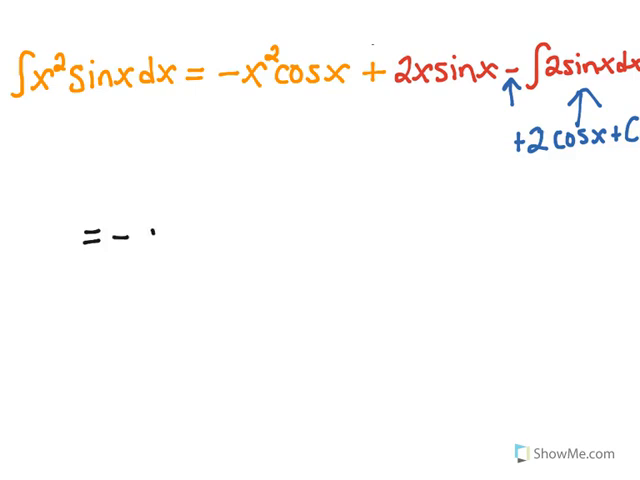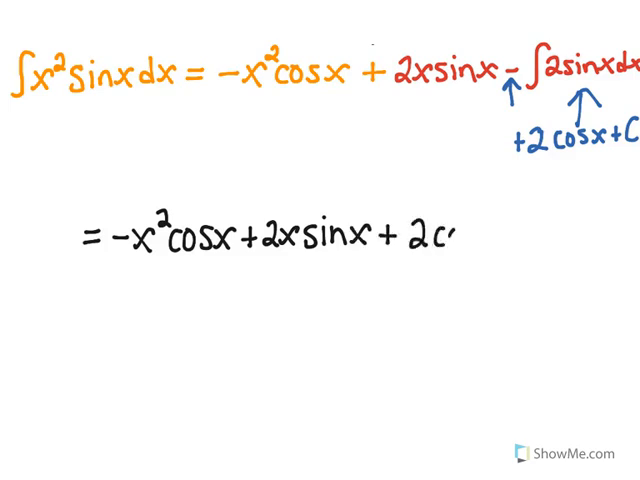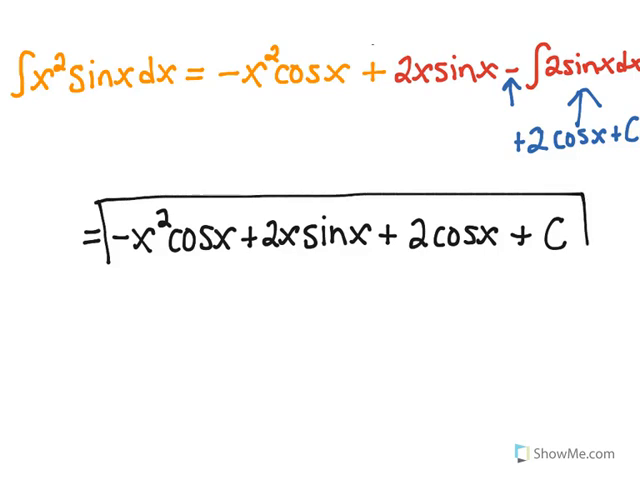We're going to get negative x squared cosine x plus 2x sine x plus 2 cosine x plus c. So that one was particularly long because I had to do integration by parts twice in one problem. Alright, we have one left.